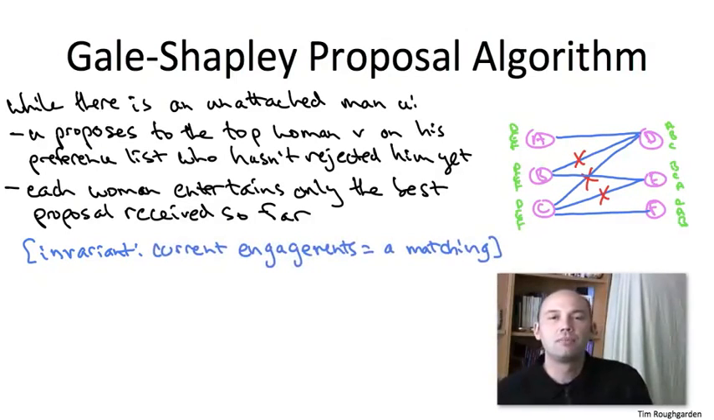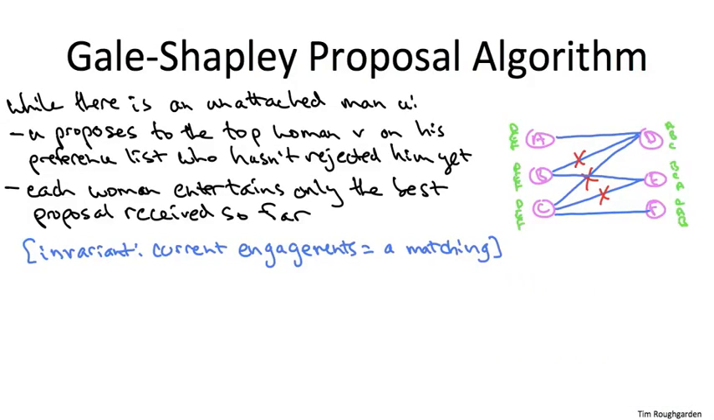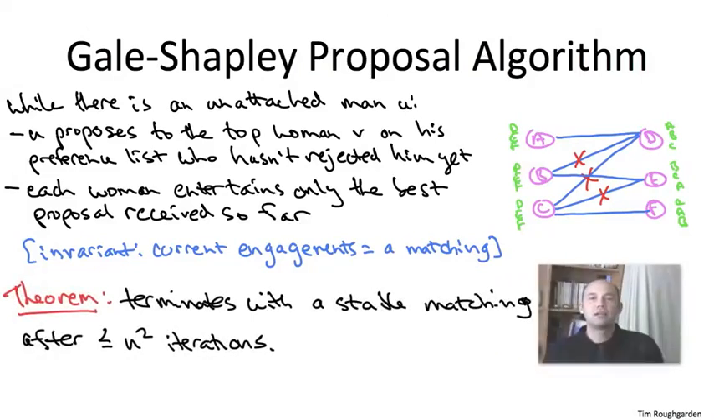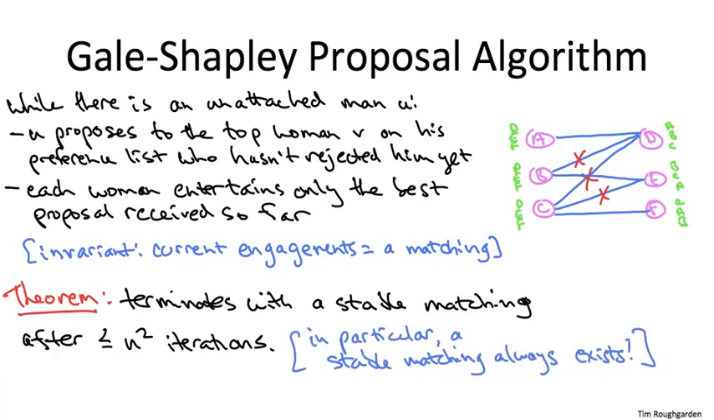The Gale-Shapley theorem states that not only does this algorithm terminate quickly, not only does it terminate quickly with a perfect matching, but in fact it terminates quickly, namely in a quadratic number of iterations at most, with a stable matching. In particular, this algorithm provides a constructive proof that a stable matching always exists, no matter what the preference lists of the nodes are. A highly non-obvious fact.